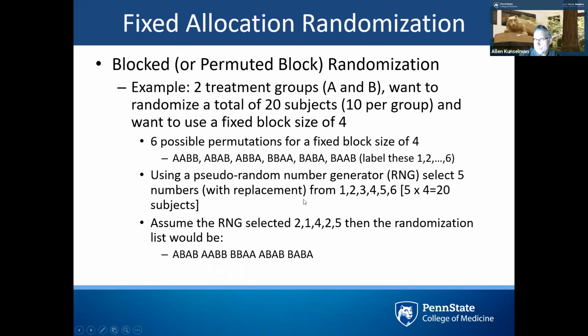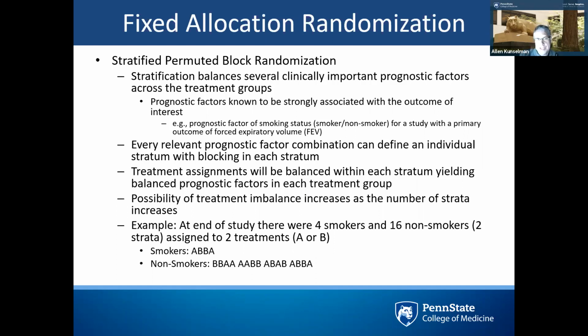So moving on, the next step we could do is stratification. What stratification does is it balances several clinically important prognostic factors across the treatment groups. So what are prognostic factors? Well, these are factors that are known to be strongly associated with the outcome of interest. So for example, say we had 2 treatments, A and B, and our primary outcome was forced expiratory volume, FEV.